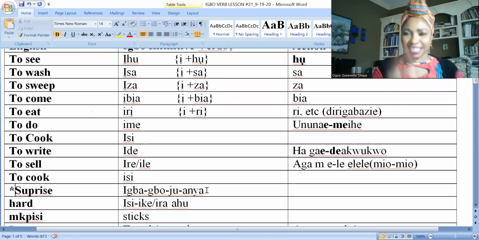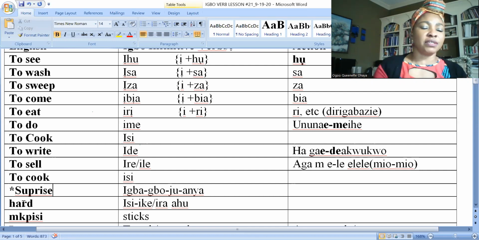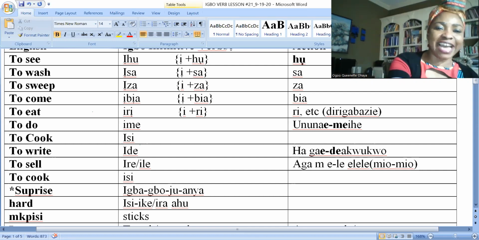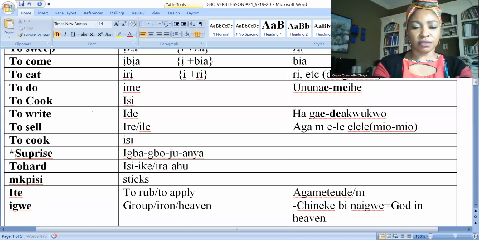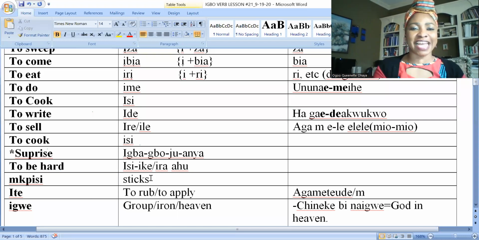Ọgbagwojuru m anya is so sophisticated. So it can also be something that is sophisticated, okay? It's not only surprise. You surprised me. I never expected it, okay? So ịgbagwoju anya. Hard. Isi ike. Okay? To be hard is, you see, to be hard. Isi ike, maọbụ ịra ahụ.